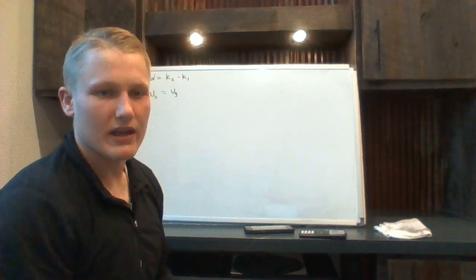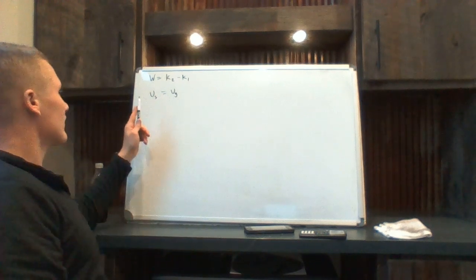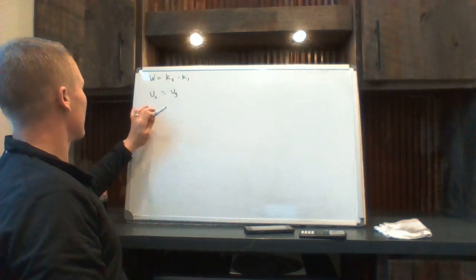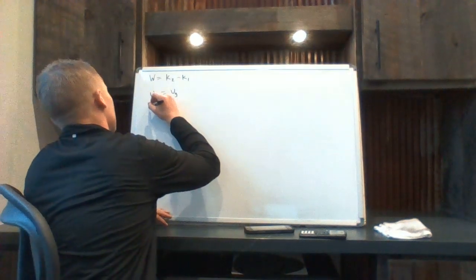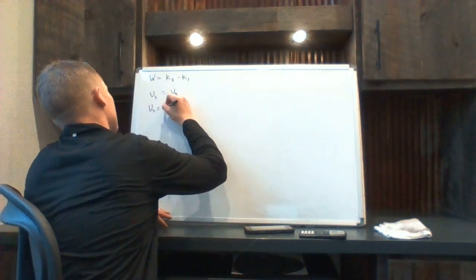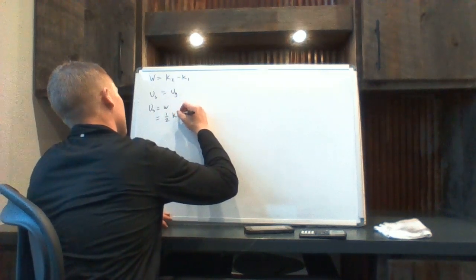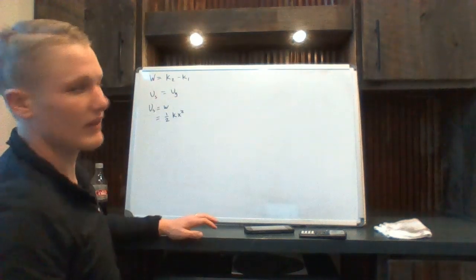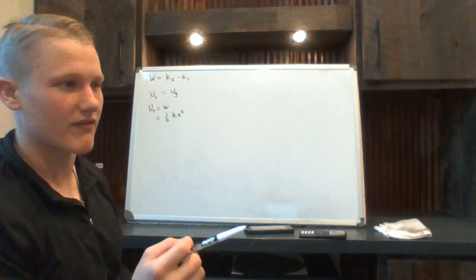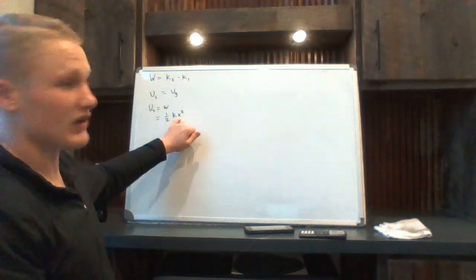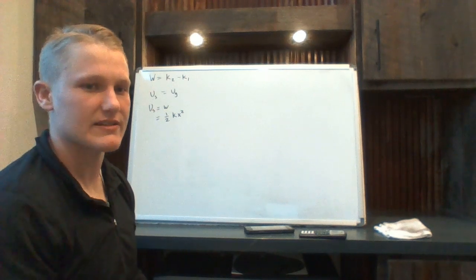Now we can set U of s, our potential energy in the spring, equal to work, which then equals 1/2 kx squared. Our question, what we're looking for, is how far we need to compress the spring. That is our x. So we're going to do a few more things before we solve for that x.